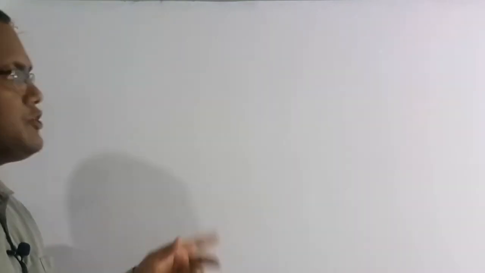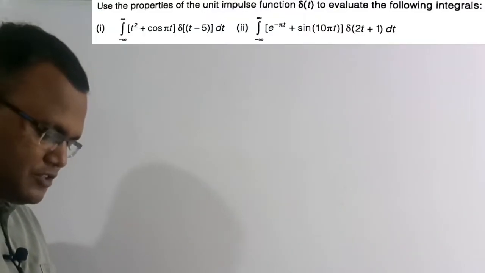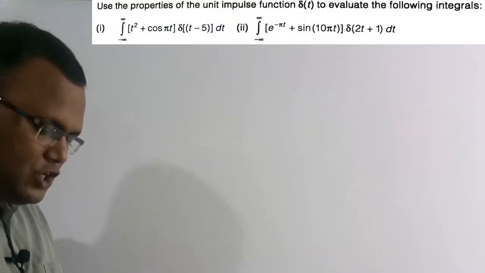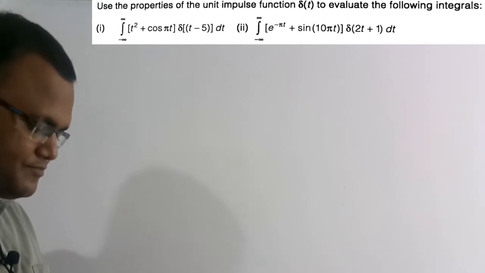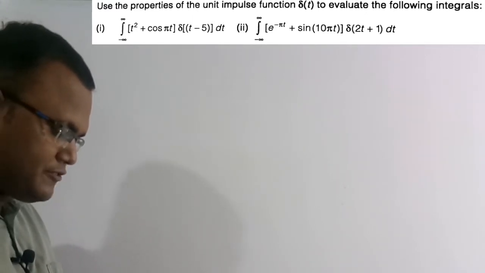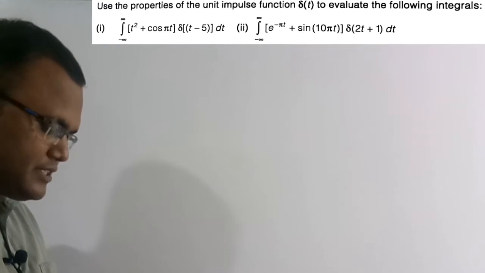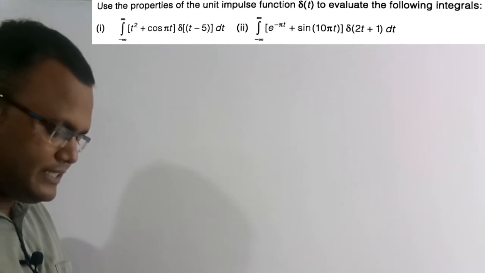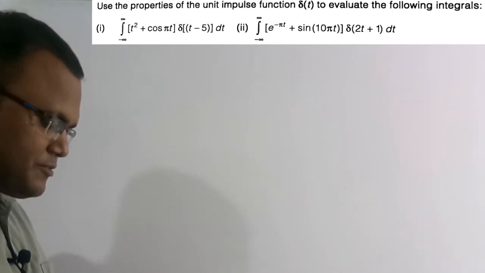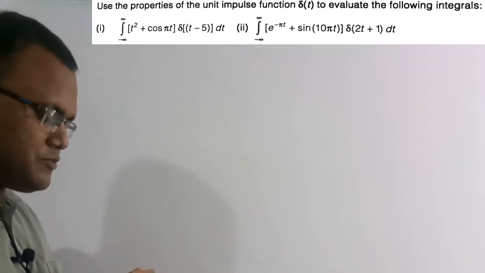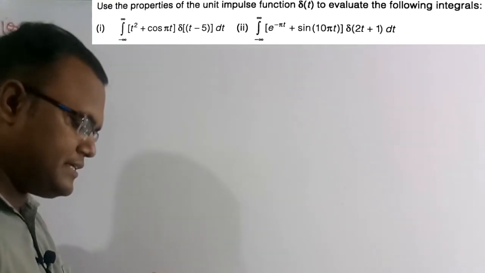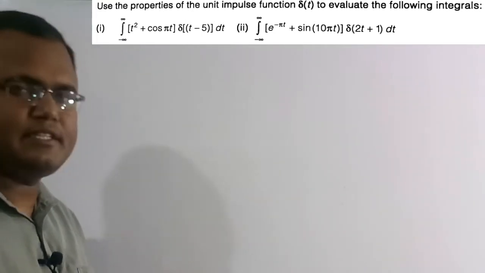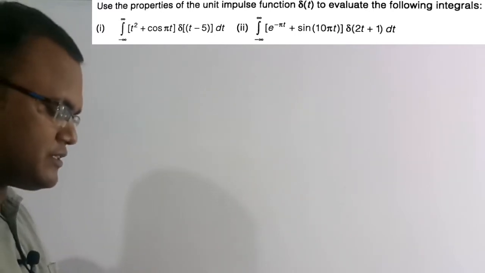So let's get started. Now we are going to solve the first question. See the question here. Use the properties of the unit impulse function delta of t to evaluate the following integrals. The first is the integral from minus infinity to plus infinity of (t square plus cos pi t) into delta of t minus 5 dt, and the second one is the integral from minus infinity to plus infinity of (e to the power of minus t plus sine of 10 pi t) into delta of 2t plus 1 dt. These are the two integrals we need to figure out.